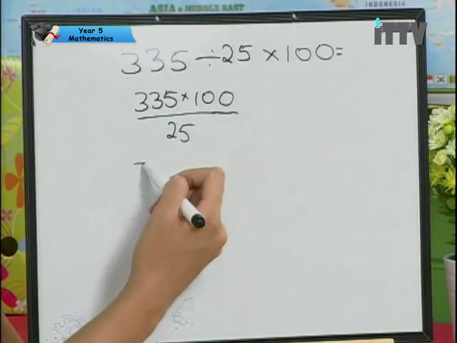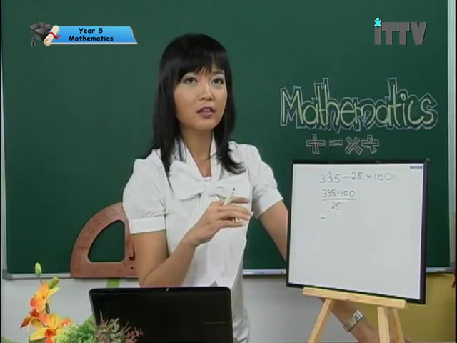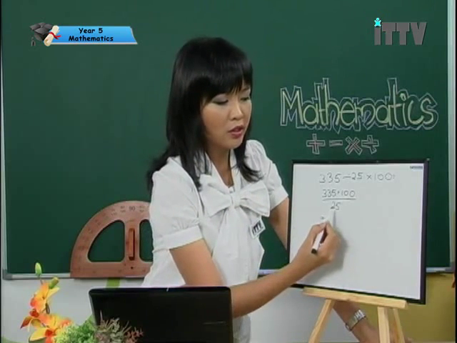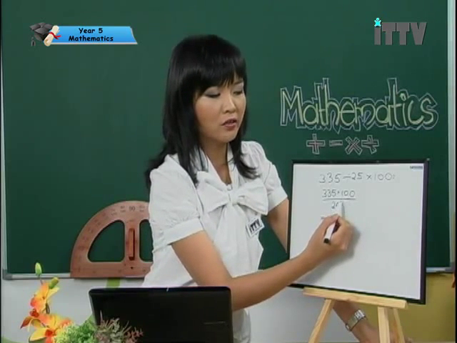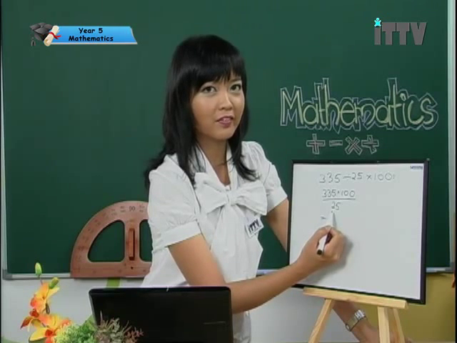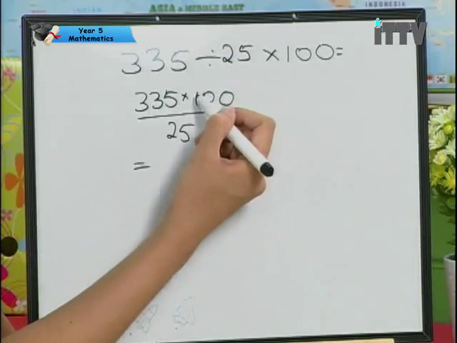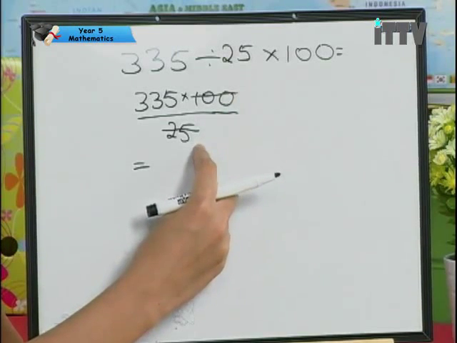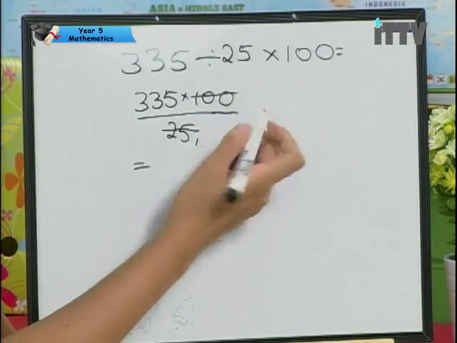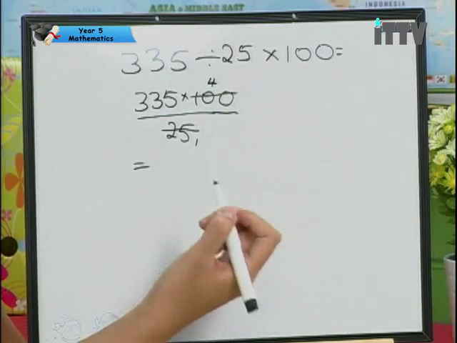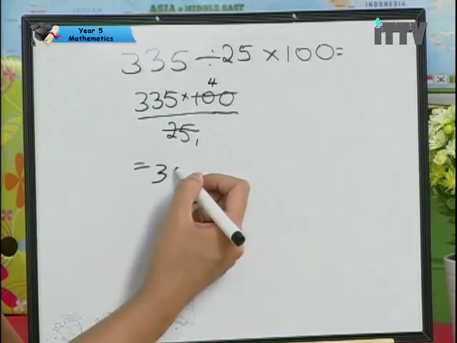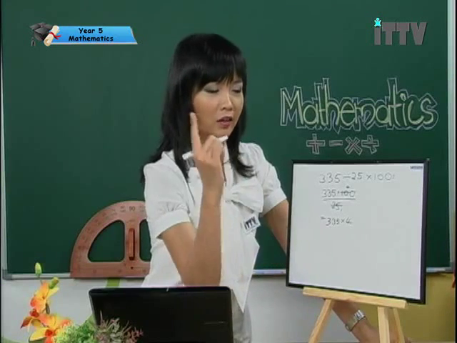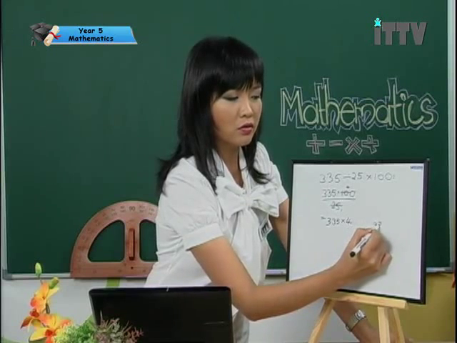Okay? Now, remember in the previous lesson, we have learned that we can cancel off the top and bottom. Okay? 100 divided by 25, what do you have? 4. Okay? So, if we divide the top and bottom by 25, we have 1 over here, and we have 4. So, it's 335 times 4.